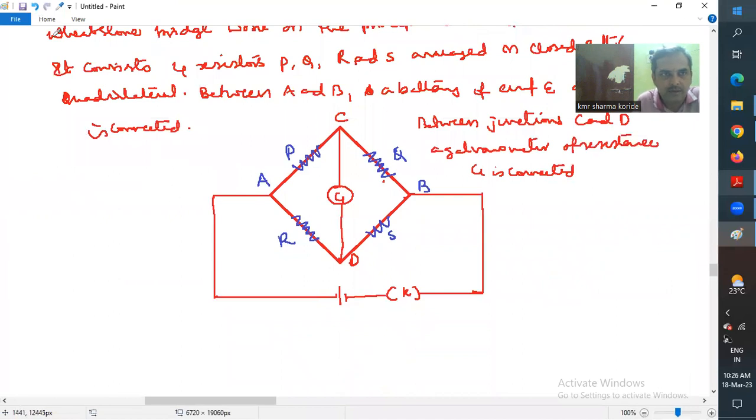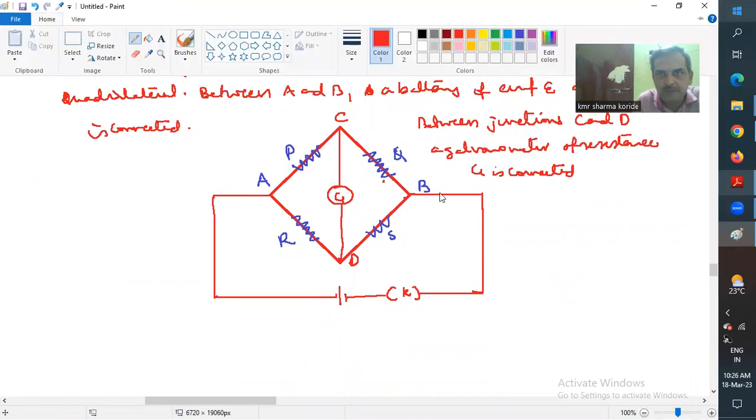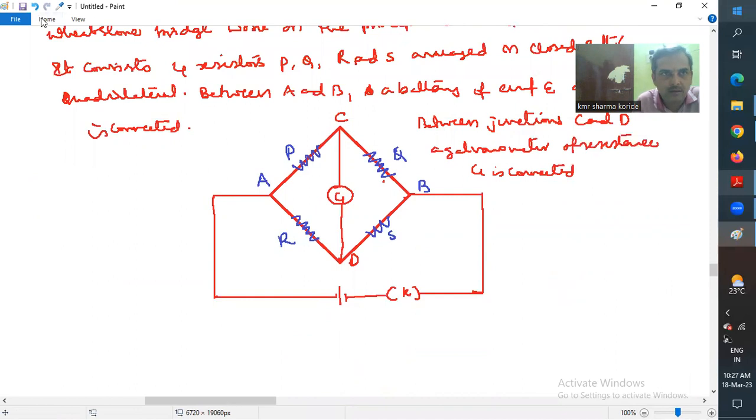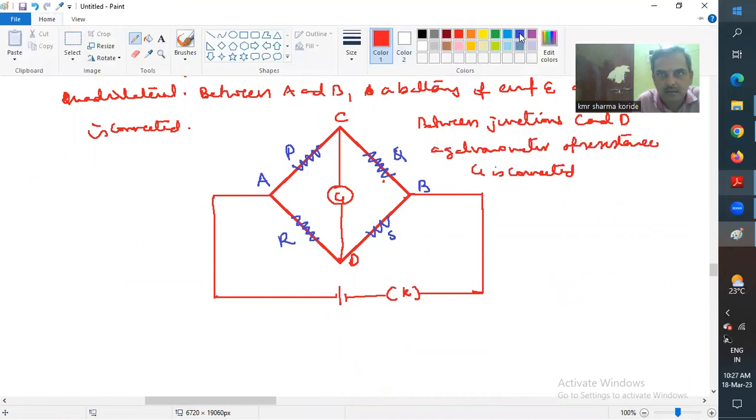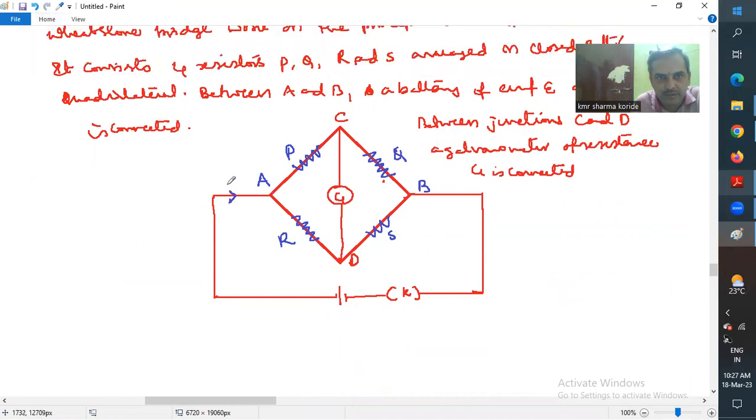So here at junction A, current splits into, so this is the main current. This main current splits into I1 and I2. So there is again one more split here. So Ig is the current flowing through galvanometer. And after that, this is going to be I3 and this is going to be I4.